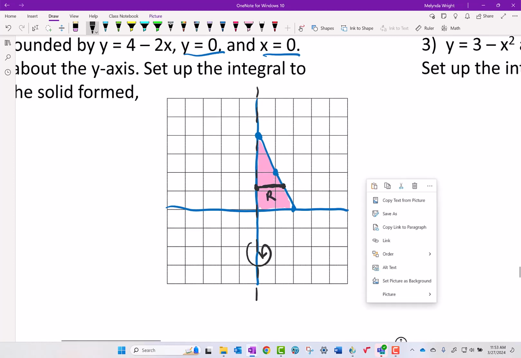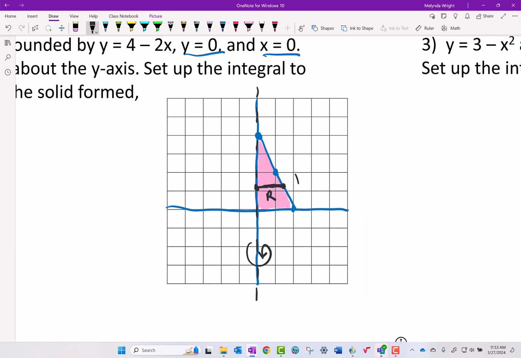And since we're with respect to y, this is our big, and this is our little. Big is going this way for y's, and little is going that way. We remember that? We okay? Okay. So I need this line to be an x equals equation. It's not right now. It's a y equals equation.